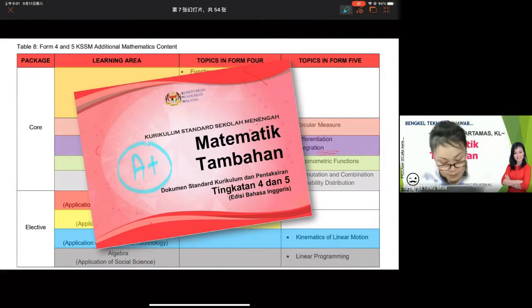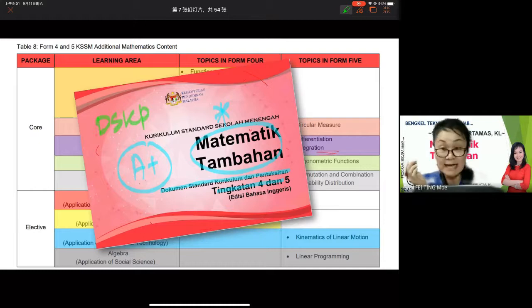This book is important. What is this book? This is our Dokumen Standard Kurikulum dan Pentaksiran, for Form 4 and Form 5 for the subject of Additional Mathematics. The same goes for Mathematics. You must get this book. Then you may ask me, teacher, where to get this book? Very simple. You go to Mr. Google. You type DSKP, KSSM, and Maths Form 5, Additional Mathematics Form 5. It will turn up in your Google. Then from there, you will see there are lots of people posting the DSKP. I've got a few choices for you to choose which one you want.